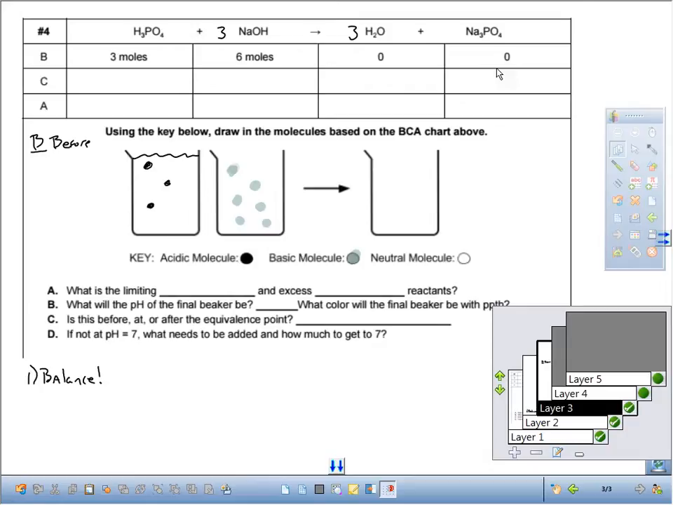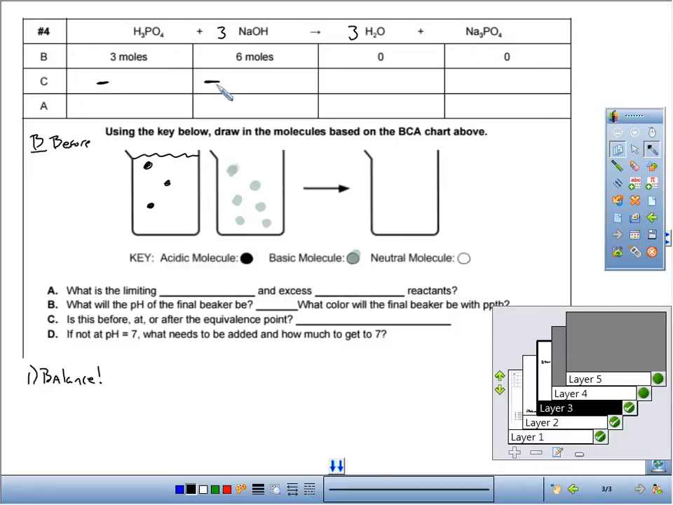First of all, the change. I'm going to use up some of the acid, we don't know how much. I'll use up some of the base. That's takeaway, that's a minus. We'll gain some of the products. So let's just follow the balanced equation. For every 1 acid I use, I use 3 of my bases. And every time I do that, I get 3 waters. So I can write in 3 waters, and then I get 1 of my Na3PO4.